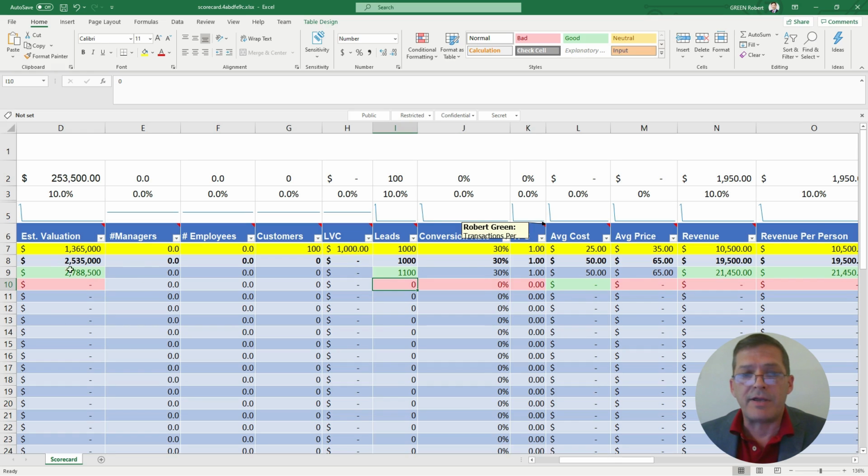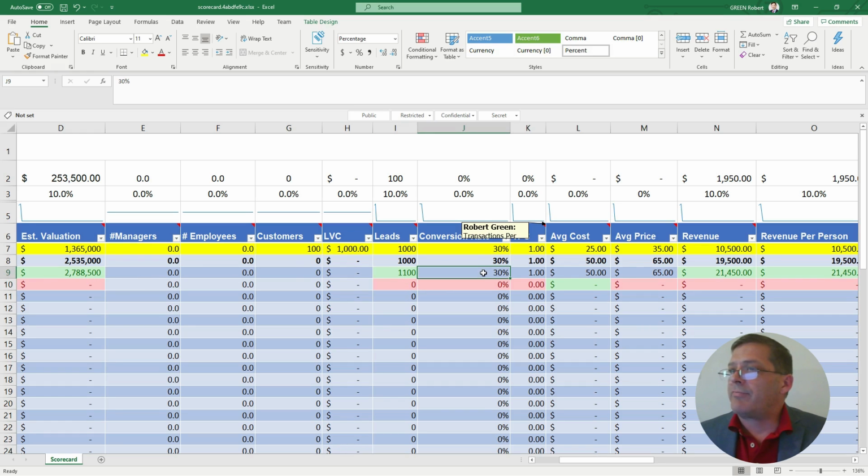Remember, this is based on 52 weeks of revenue at this level, and this may or may not be appropriate to your business. Please put your numbers in here. This is just my example. So if we were to improve leads by just 10%, that's going to increase the valuation $200,000. Crazy, right? Well, let's go a little bit further.